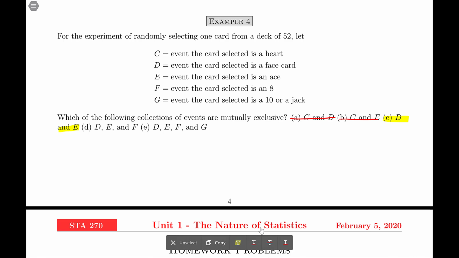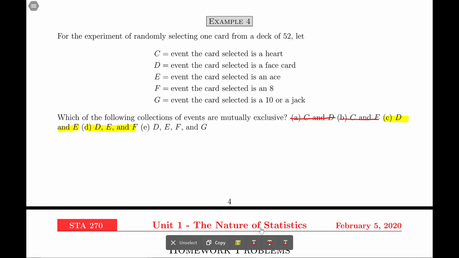For part D, we have D, E, and F. The event that the card is a face card, the event that it's an ace, and the event that it's an 8. None of those can happen at the same time because you can't have a card that's an ace and an 8 and a face card at the same time. So again, we have another set of mutually exclusive events. They all exist independent of one another.